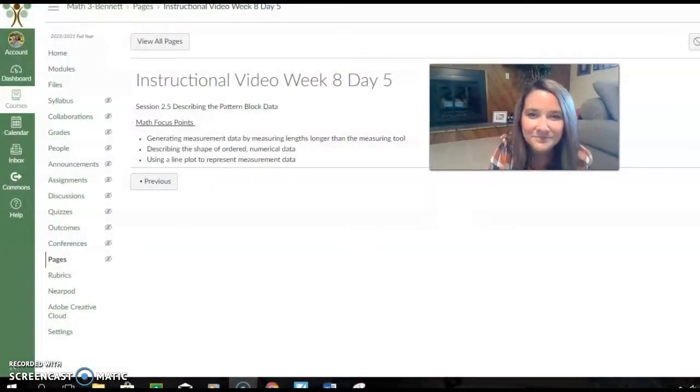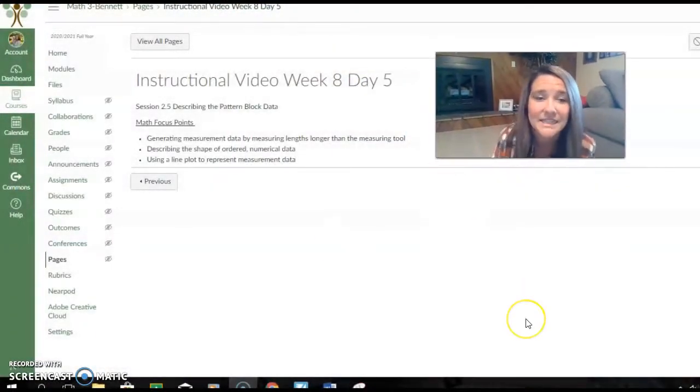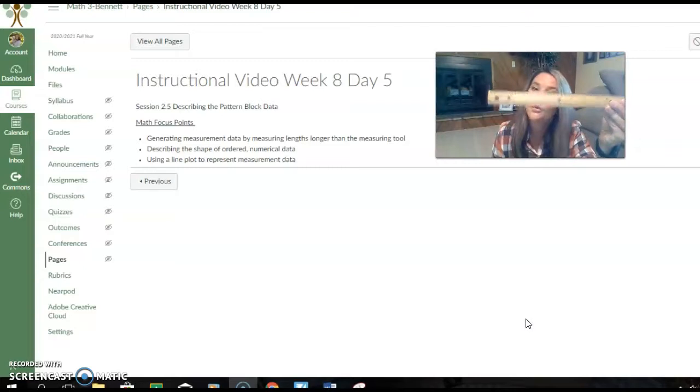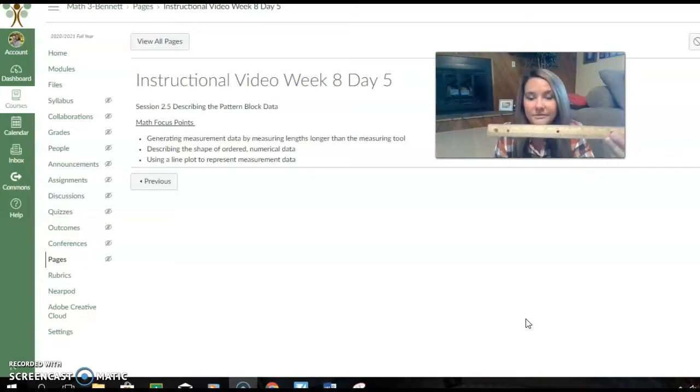So we're going to take a look at our math focus points for today, and then we'll get started. All right, here we go. Today we're going to continue working on generating measurement data by measuring lengths longer than the measuring tool. If you are measuring something that is longer than a ruler, what can you do? Okay, so we'll talk about that.